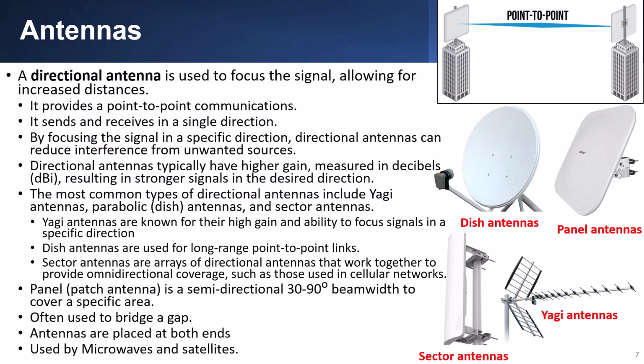A directional antenna is used to focus the signal, allowing for increased distances. It provides point-to-point communications. It sends and receives in a single direction. By focusing the signal in a specific direction, directional antennas can reduce interference from unwanted sources. Directional antennas typically have higher gain, measured in decibels, resulting in stronger signals in the desired direction.